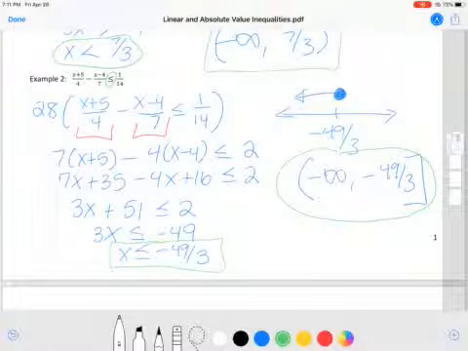So if I pick anything on that interval and I plug it back into my original equation, it should give me a true statement, such as 7 is less than 10, or something like that where you know it's true. If I plug in something greater than negative 49 over 3, then it's going to give me a false statement when I plug it back into my original inequality, such as 10 is less than 8. Then you know something's not right, and that's not part of your solution set.